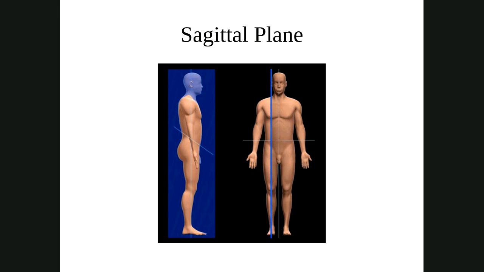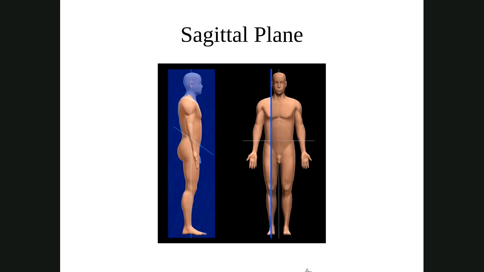Here is a sagittal plane. You notice it's not right down the middle, but we can chop somebody all kinds of places to make a left and a right, but it doesn't have to be right down the middle every time. So if we chop them anywhere that's not right down the middle and make a left and a right portion, then it's called the sagittal plane.